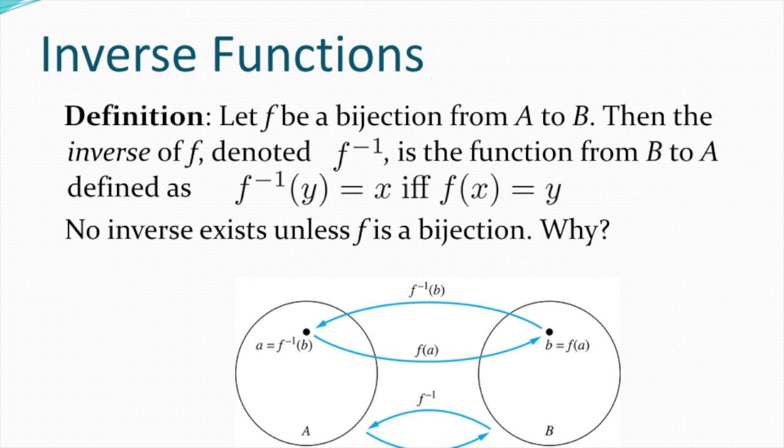Now what do we mean by f of B? f of B from this side should be the inverse. f inverse of B is A. This is what we mean by the inverse function.